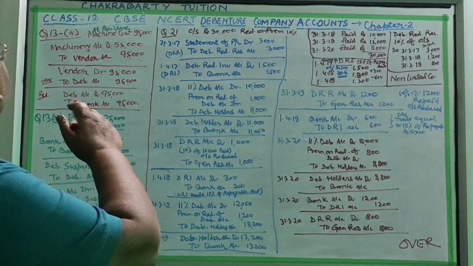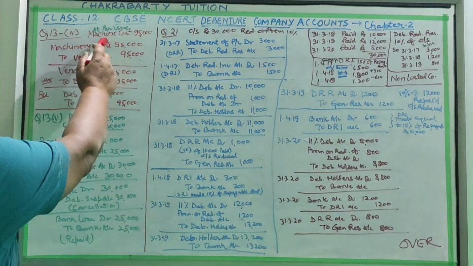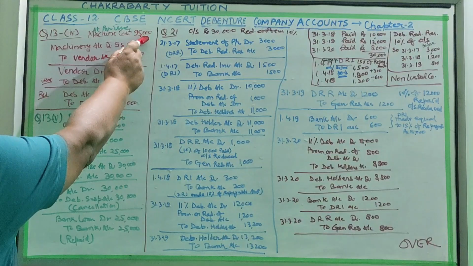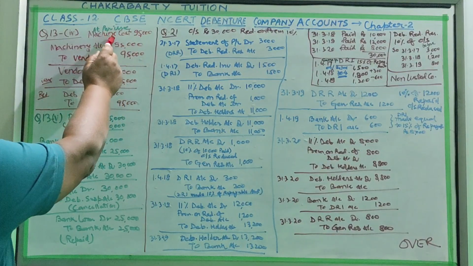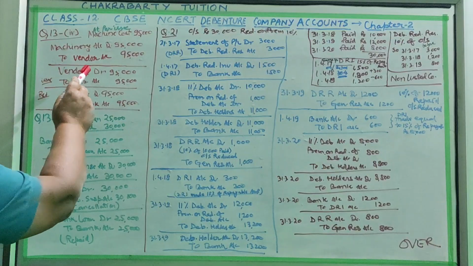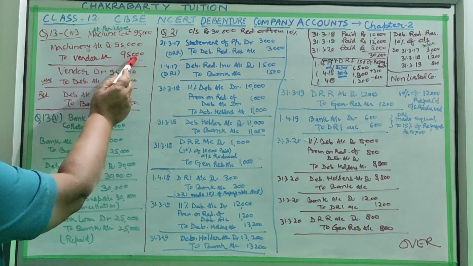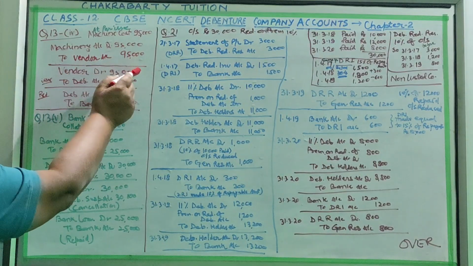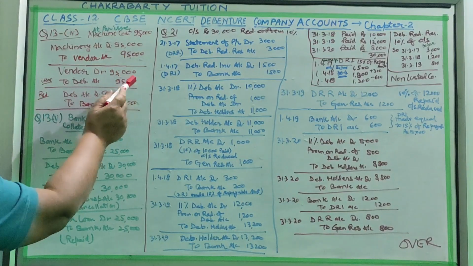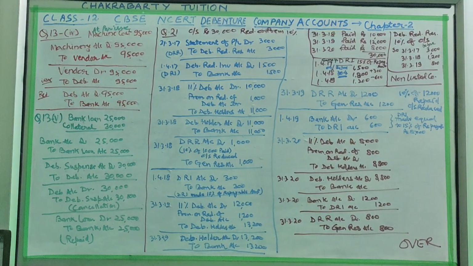Now 13.4 is here. Here the machine was purchased at a cost of 95,000 and debentures were issued at par. So first we will record the purchase of the machine. Machinery account debit to vendor's account, 95,000. Then the vendor is given debentures at par. So vendor account debit to debenture account 95,000.